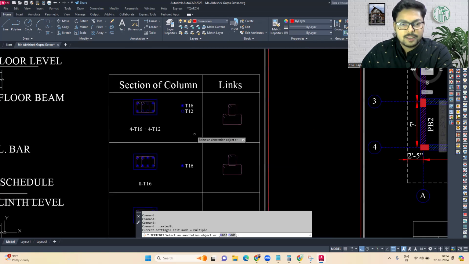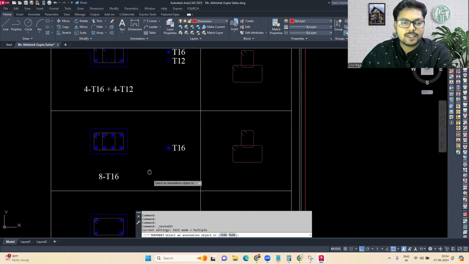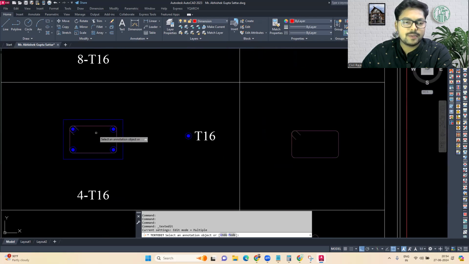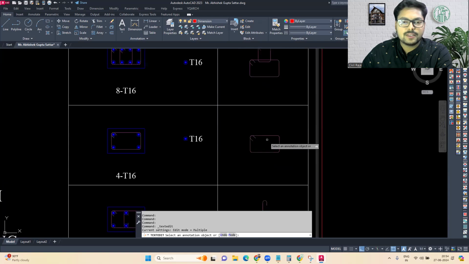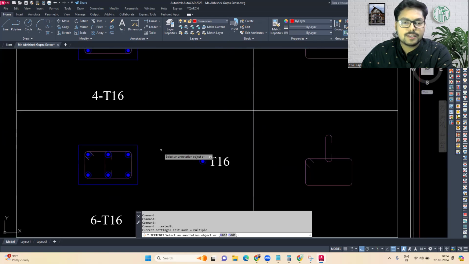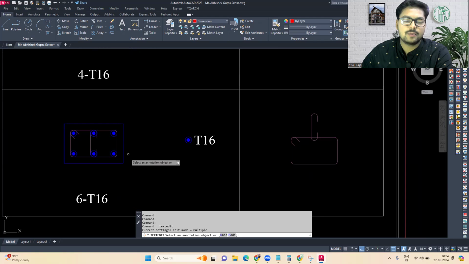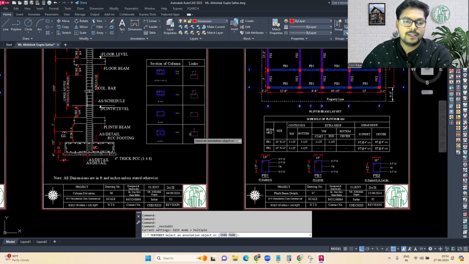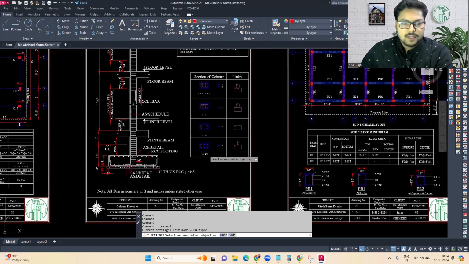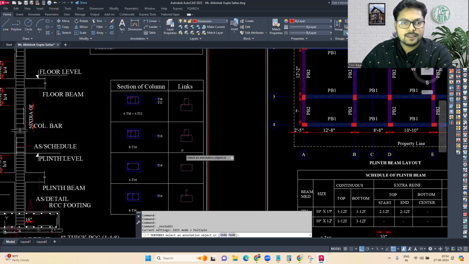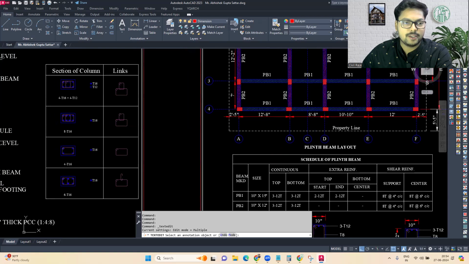Now the same goes with 8 bars of 16 dia. For the 4 bars of 16 dia, we will go with this arrangement with a single ring. And then for 6 bars of 16 dia, we will go with a ring, or you can say the tie like this, and then we will have another link like this, so that the inside link bars can be tied with each other. Now this is something I think is quite clear to you.